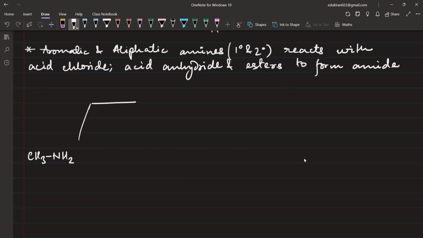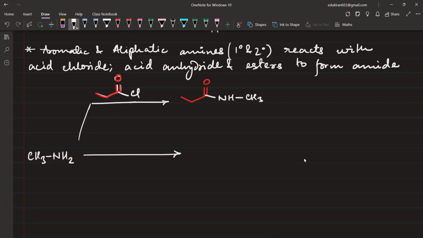If I react this with, let us suppose you have 2 carbon atoms and C double bond O Cl, then the product that you are going to get is, see, this whole thing will be as it is. You need to remove the hydrogen from amine and chlorine from the acid chloride. आपको क्या मिलेगा? This whole thing will be as it is. इसको as it is लिखिए बिल्कुल. Double bond O, and you will attach this with nitrogen, which is having 1 hydrogen and then CH3.